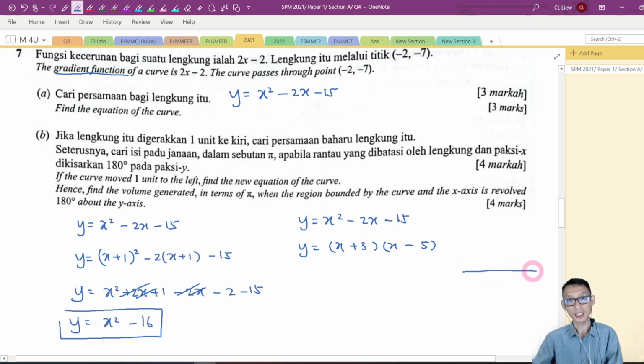So if we sketch this graph, this is a smiling face, concave upward. Here will be negative 3, here will be 5. Now I'm going to move this one step to the left. Negative 3, one step to the left, becomes negative 4. This one, one step to the left, becomes 4. So I'm going to change the number inside the parentheses here.